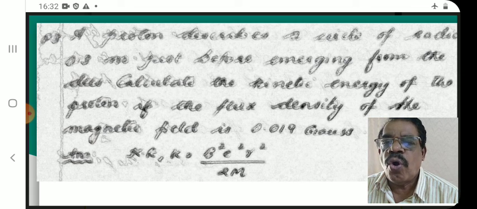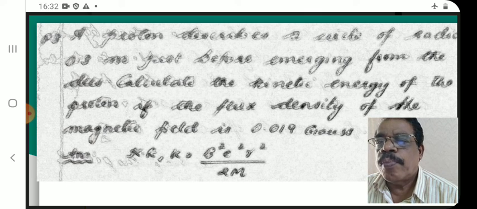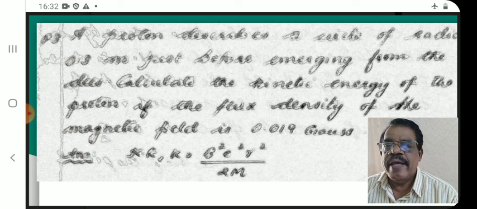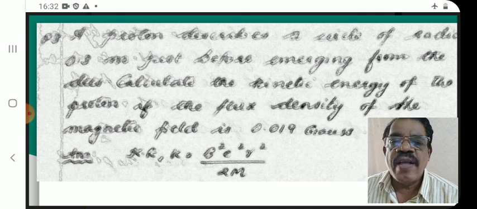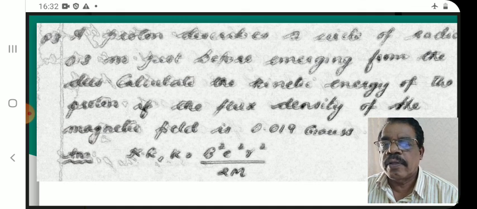A proton describes a circle of radius 0.3 meter just before emerging from the disk of cyclotron. Calculate the kinetic energy of the proton if the flux density of the magnetic field is 0.019 Gauss.